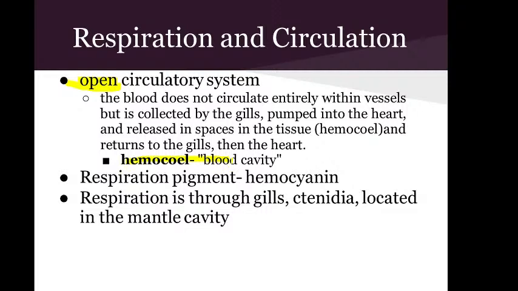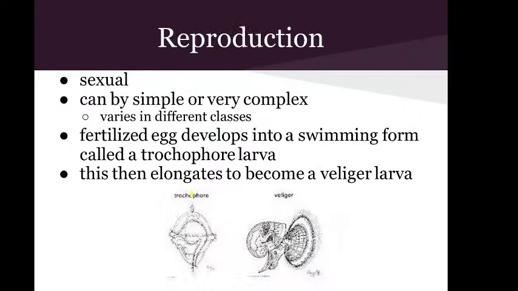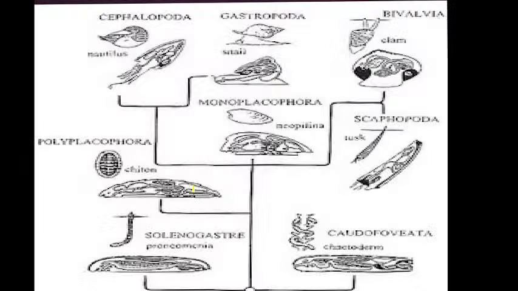So we have hemocoel, which is known as a blood cavity, which is also present. Respiration takes place with the help of hemocyanin. Respiration is through gills, ctenidia, located in the mantle cavity. I will show you the video, then it becomes more clear to you.